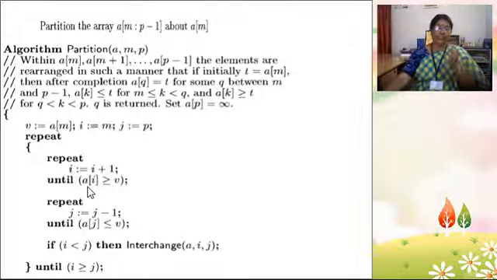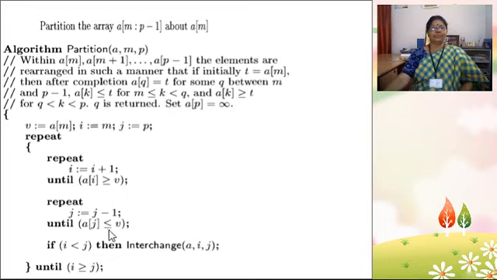We increment the left pointer I until A of I is greater than or equal to V. Similarly, we decrement the right pointer J until the element is less than the partitioning element. At this stage, if I is less than J, then interchange the elements pointed by A of I and A of J. So this process continues until I is greater than or equal to J. So this partition algorithm returns the position of the partitioning element.